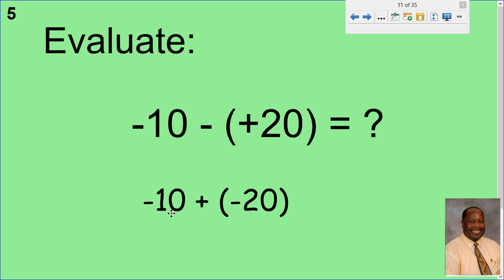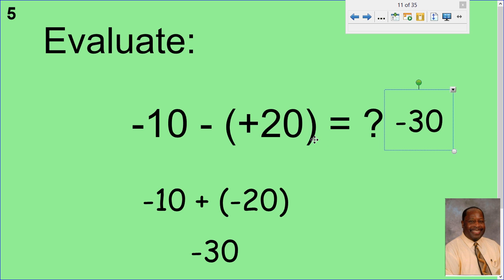The rules for addition say when the signs are the same, we add the numbers and keep the same sign. So 10 plus 20 is 30. And now we keep the same sign, so our answer will be negative 30. So the answer to the question that we started with, which was a subtraction problem, negative 10 minus positive 20, is really negative 30. So we ended up with an addition problem, but it's really the same thing as a subtraction problem.